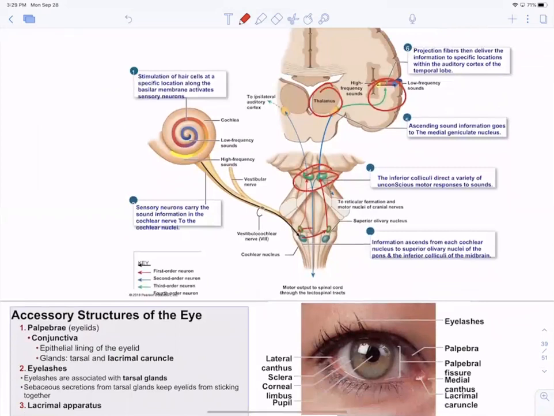Balance and equilibrium really goes to the cerebellum too. We don't get into too much of the tracks and all that. I'm kind of giving you an overview.